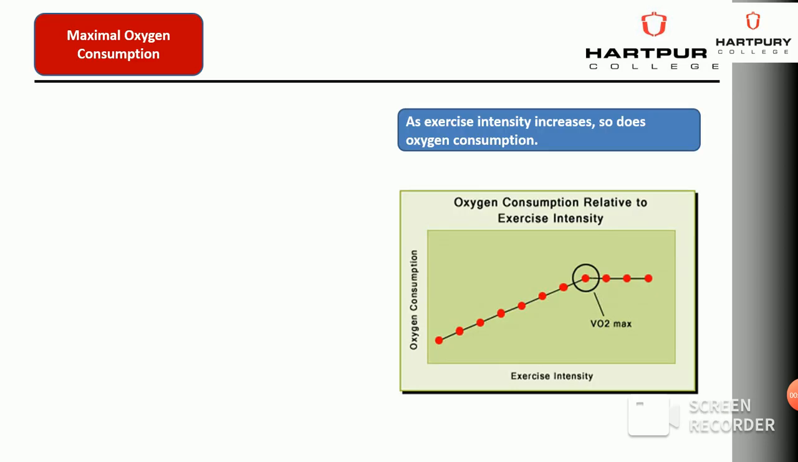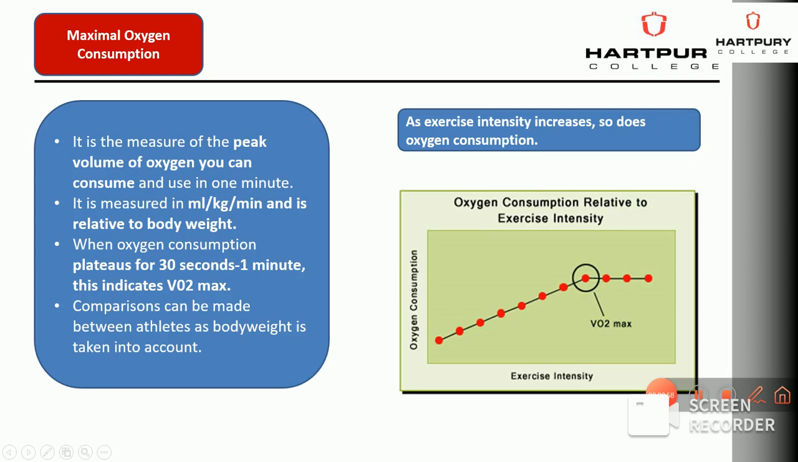Okay, good. So if we're looking at maximal oxygen consumption, this is as exercise intensity increases, so does oxygen consumption. So if we take a look at the graph, it's the measure of peak volume of oxygen you consume in 1 minute, measured in millilitres per kilogram per minute and relative to your body weight. So where you see on the graph here, the oxygen consumption plateaus. If that plateaus for 30 seconds to 1 minute, this indicates your VO2 max. Until then, it's fairly linear, increasing fairly linearly.